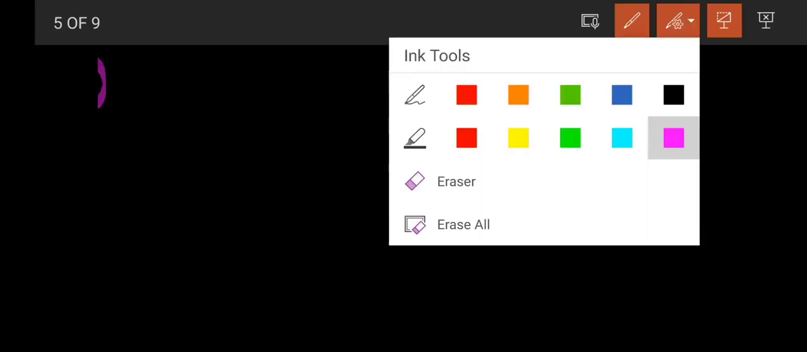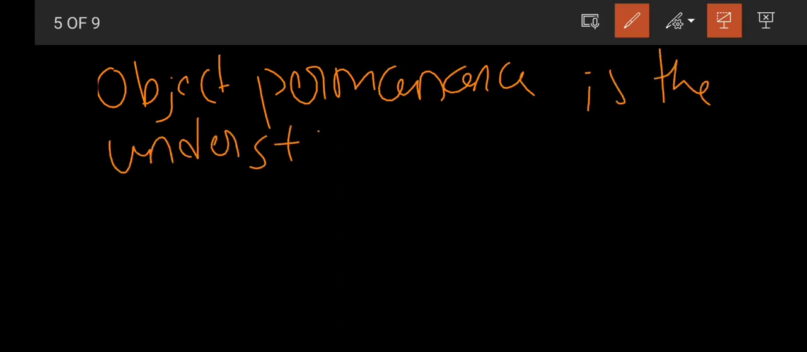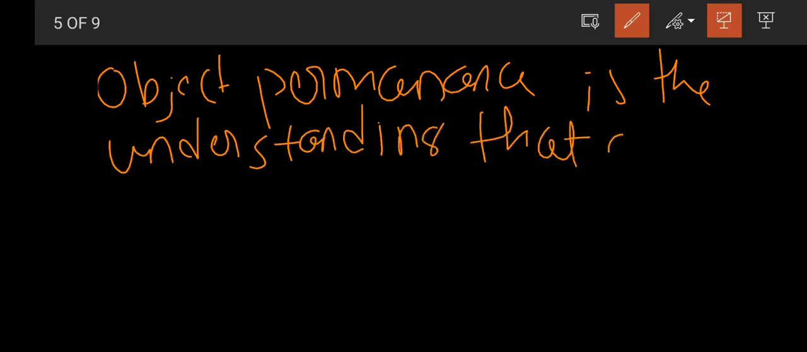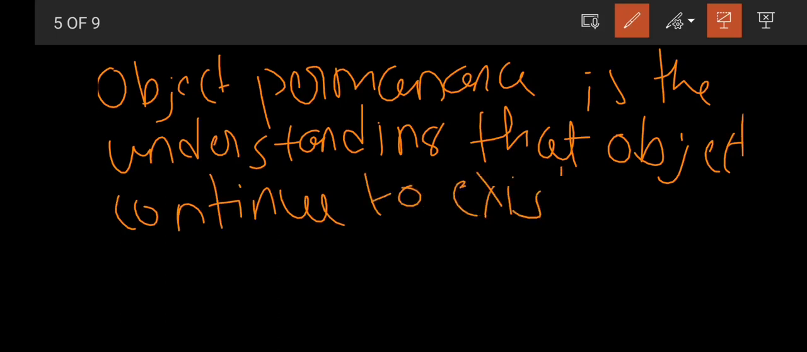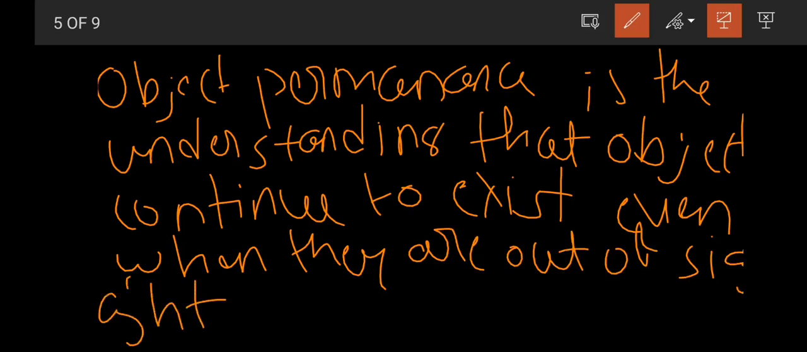What is object permanence? Object permanence is the understanding that objects continue to exist even when they are out of sight, which means they are no longer present in the immediate environment.